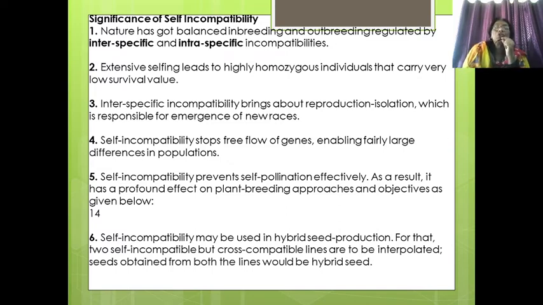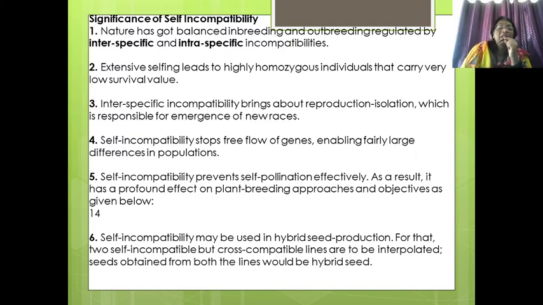Extensive selfing leads to highly homozygous individuals that carry very low survival value. Interspecific incompatibility brings about reproductive isolation, which is responsible for the emergence of new races. Self-incompatibility stops free flow of genes, enabling fairly large differences in population. Self-incompatibility prevents self-pollination effectively. As a result, it has a profound effect on plant breeding approaches and objectives as given below.